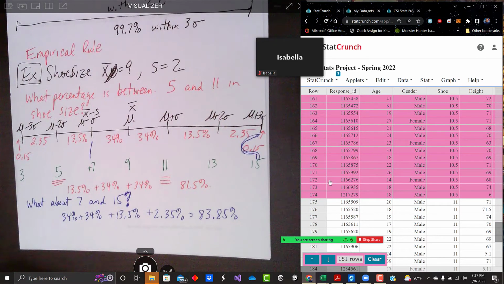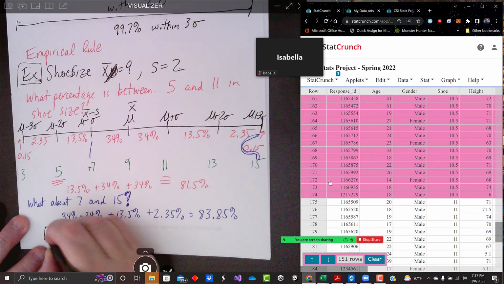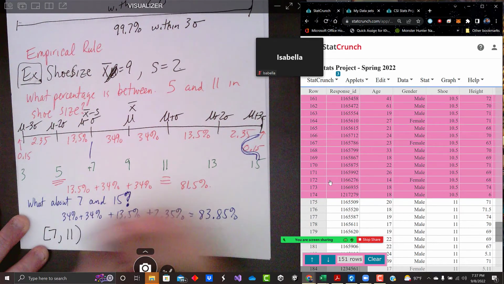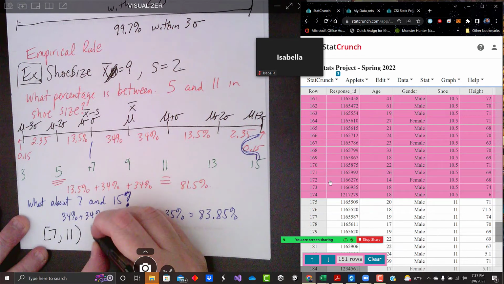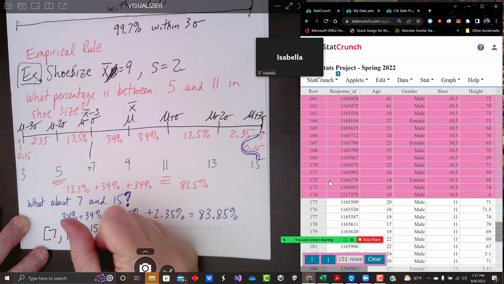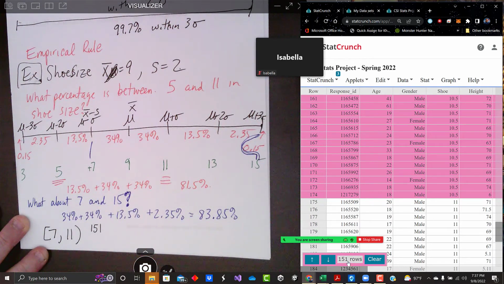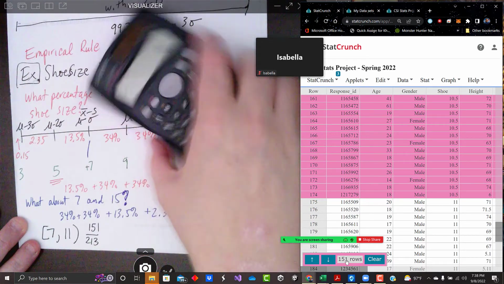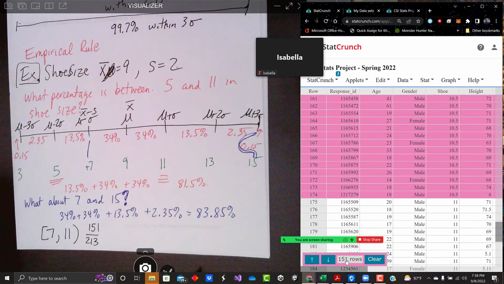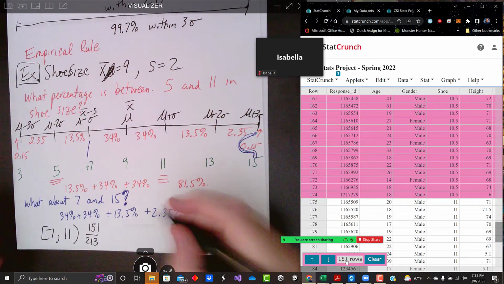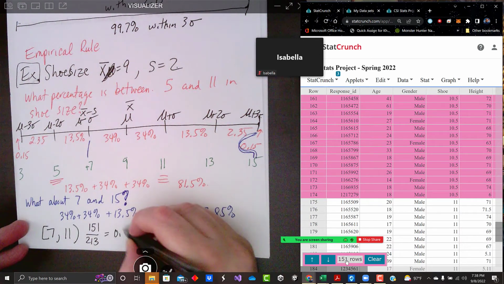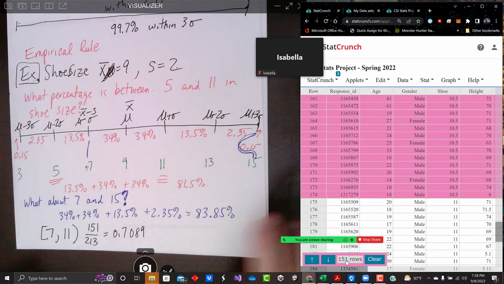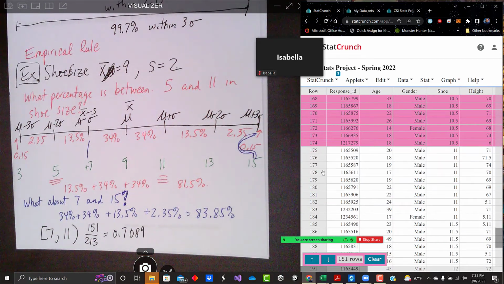So if I do 7 up to 11, starting at 7, go up to 11, but not include 11, I have captured the 151 rows. Shows me right here, the 151. And there was 213. What is 151 divided by 213? 0.7089. What if I go ahead and add in all the 11s?